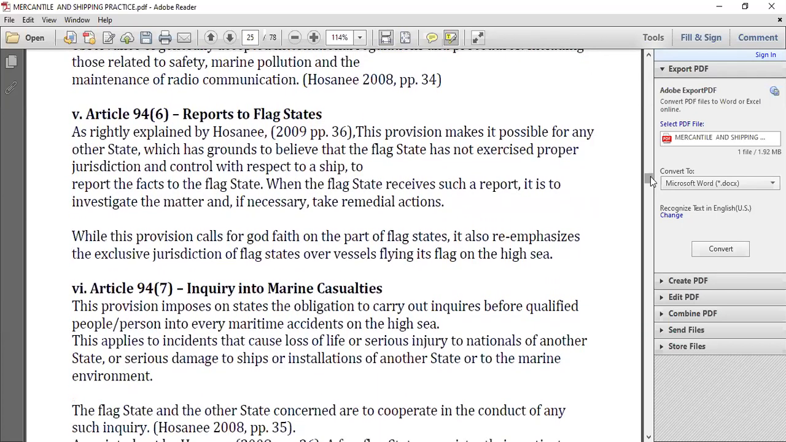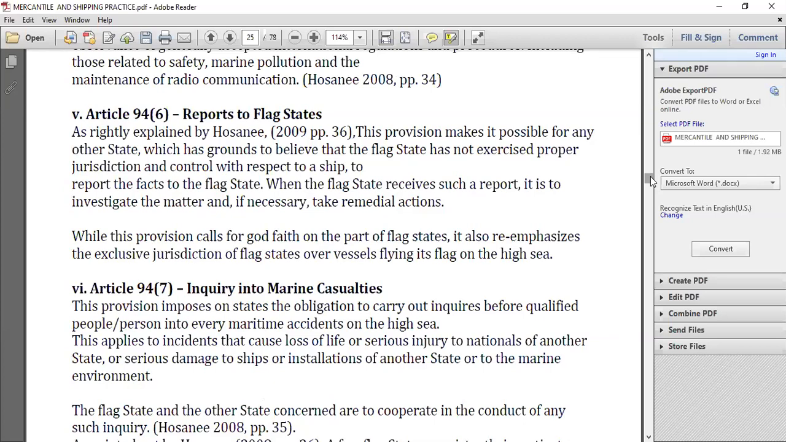Then Article 94.6, reports to flag states. As rightly explained by Hosseini, 2009, page 36, this provision makes it possible for any other state which has grounds to believe that the flag state has not exercised proper jurisdiction and control with respect to a ship to report the fact to the flag state.